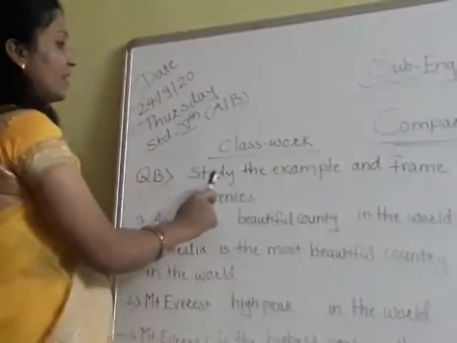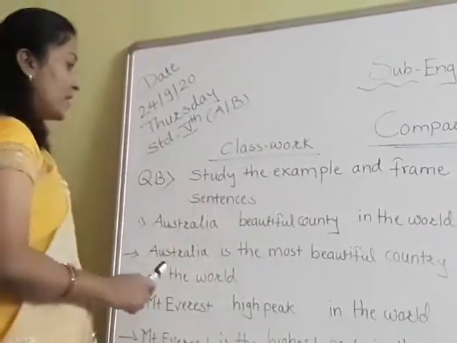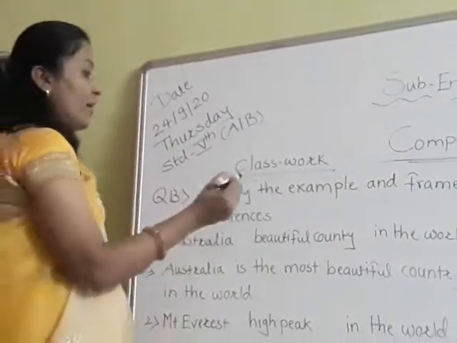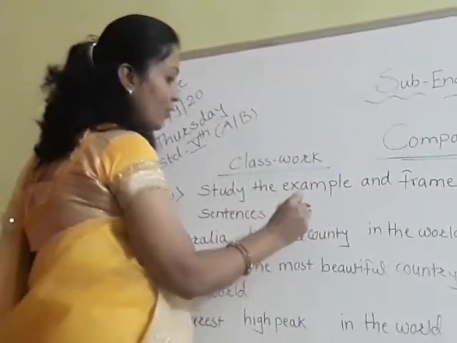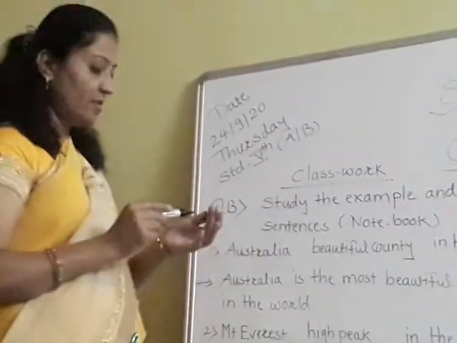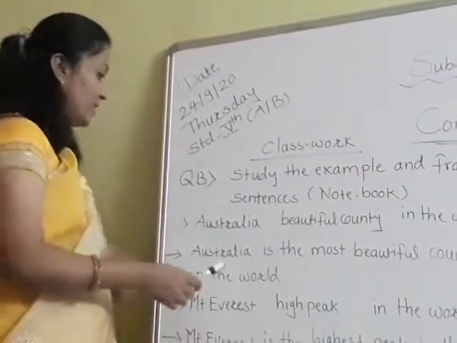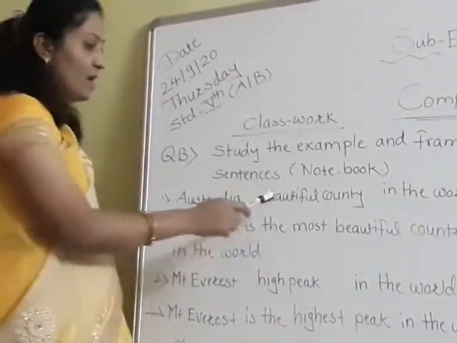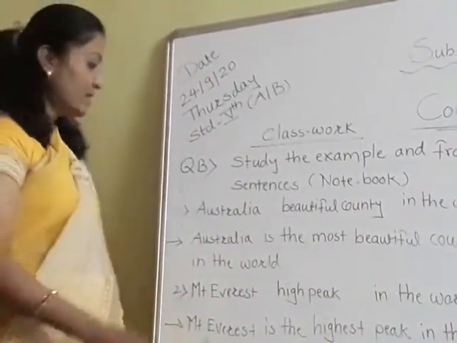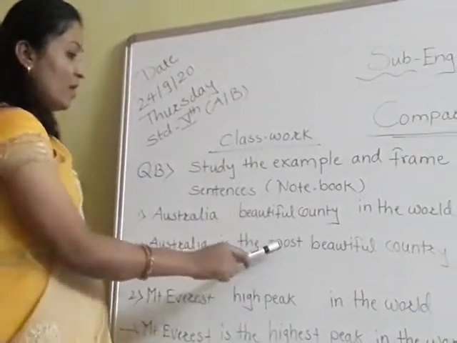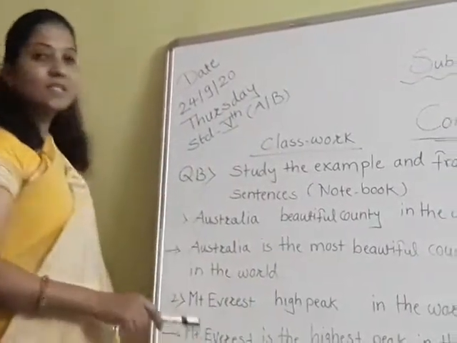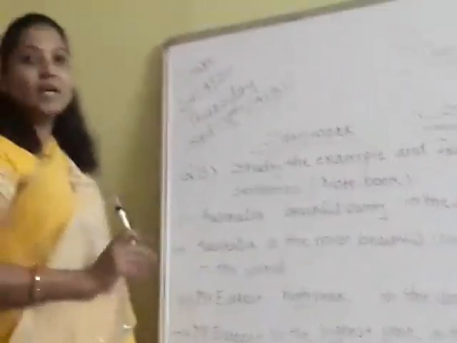Study the examples and frame your sentences. Okay? This question you have to write in your notebook in the classwork section. So, see the first sentence. Australia, beautiful country in the world. So, you have to form the sentence like this: Australia is the most beautiful country in the world. You have to write all these sentences in your notebook like this as I have written.